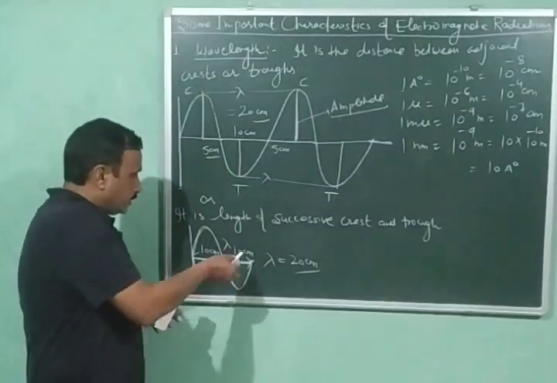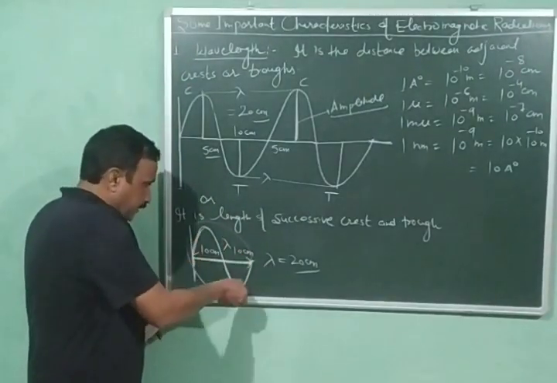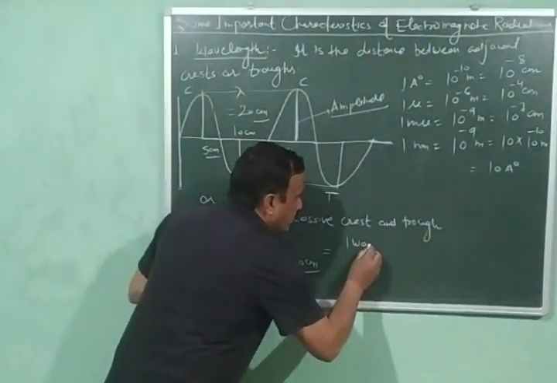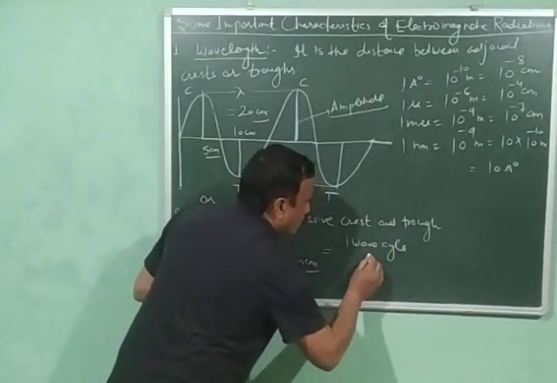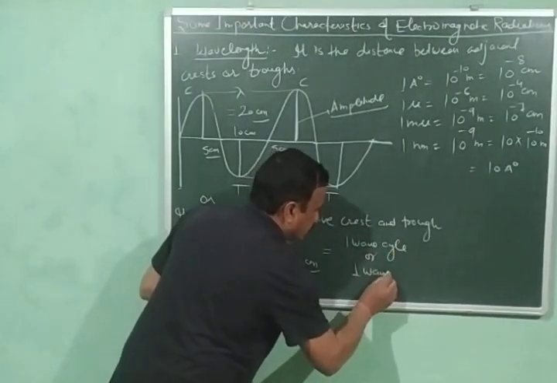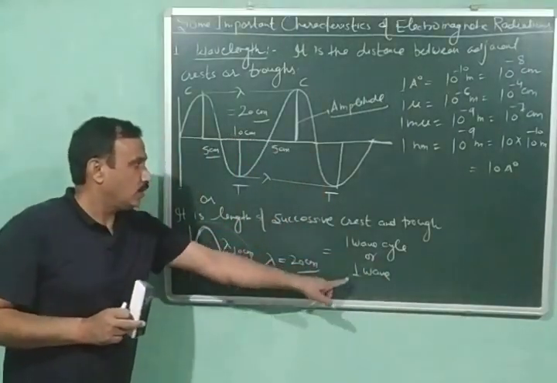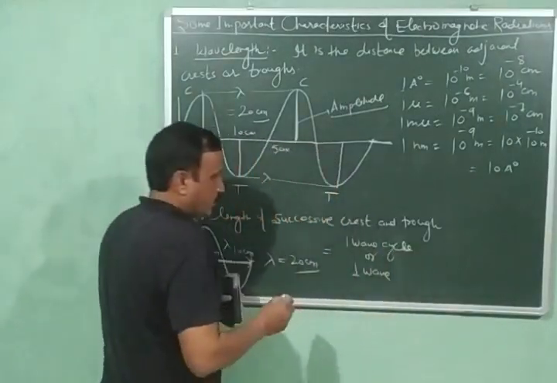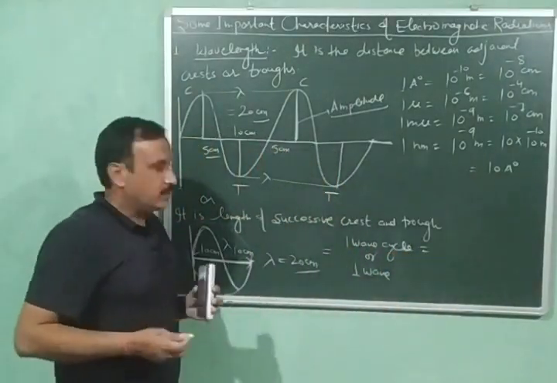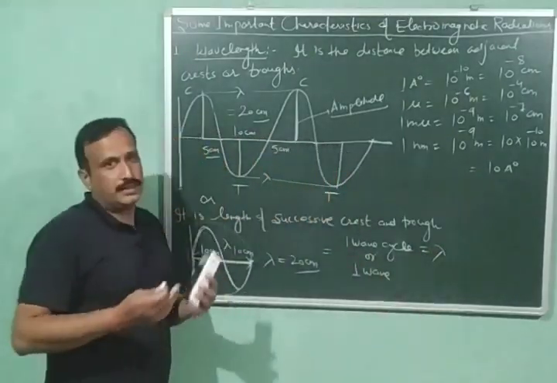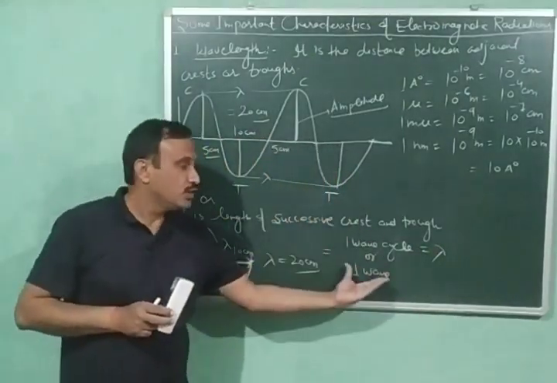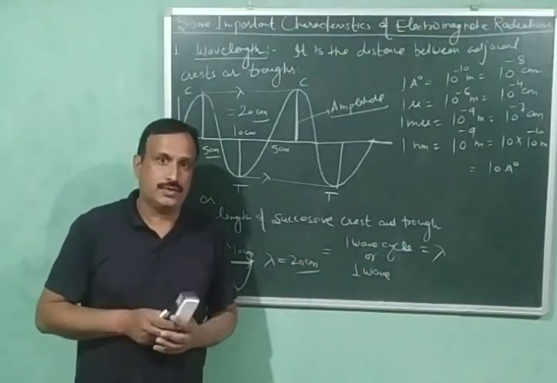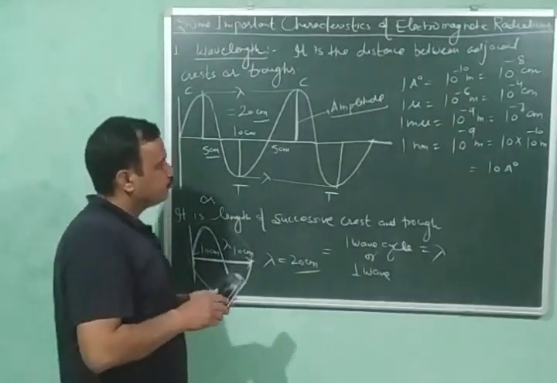Okay, and further it represents one wave cycle. So it is called one wave cycle or one wave. And the length of one wave cycle is equal to the wavelength, that is lambda. And this is going to be very helpful in understanding the remaining characteristics of electromagnetic radiations. Understood? So this is one wave cycle.